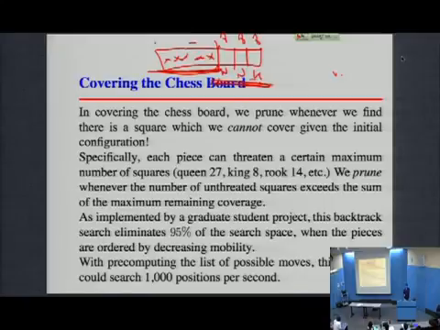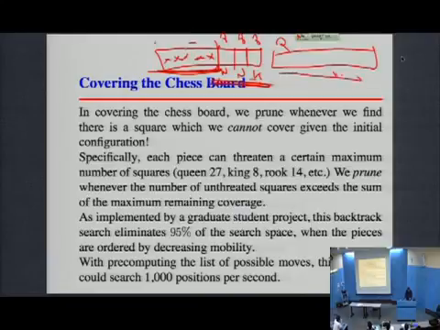To see if you understand it, let's think about the pruning here. Which is the order that I should put my pieces in? Should I put them in order from most powerful to least powerful, or from least powerful, which is the king, to most powerful? Let's think about it. This is going to end up making a big difference in the running time.